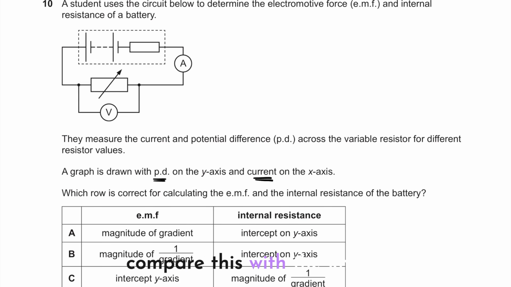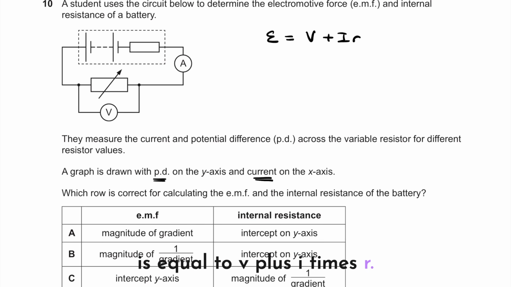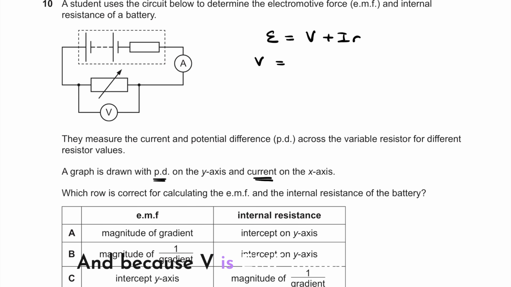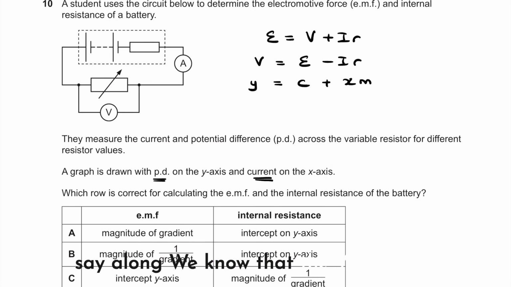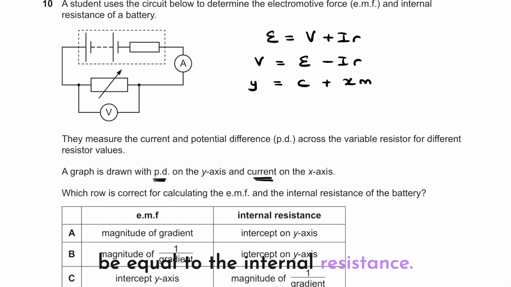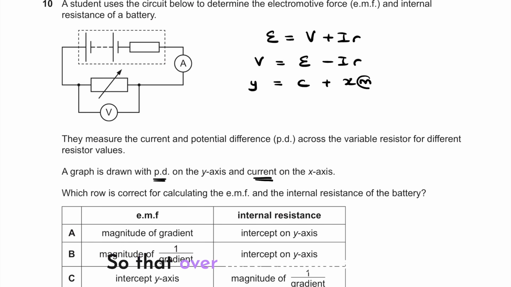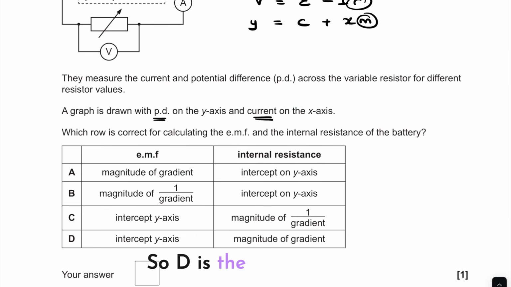Compare this with the known equation of EMF, which is EMF is equal to V plus I times R. And because V is EMF minus IR, we know that the y-intercept is the EMF. And then the gradient will be equal to the internal resistance. So that over here compares to R. So D is the answer here.